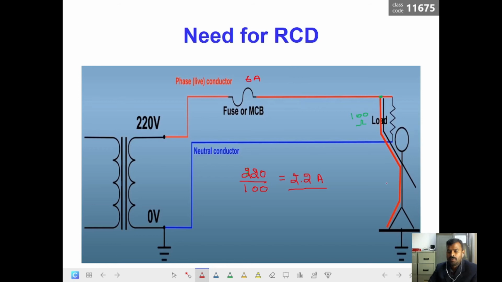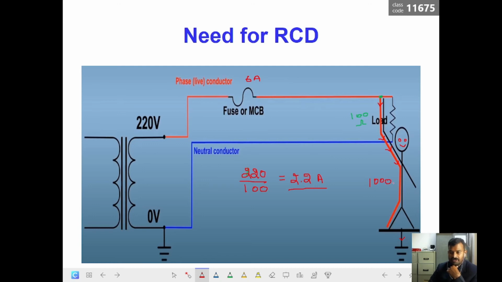And now this human being who touched this equipment, because of this live contact from the human to the line conductor, the current starts flowing in this part as well. In this part also the current starts flowing, and then it goes to the ground. Usually the resistance offered by this human being is not going to be very small, it is going to be high. Okay, so say for example, he has a body resistance of 1000 ohms.